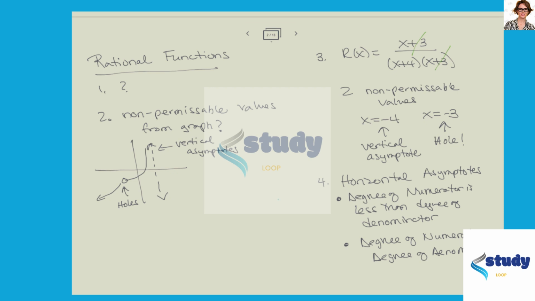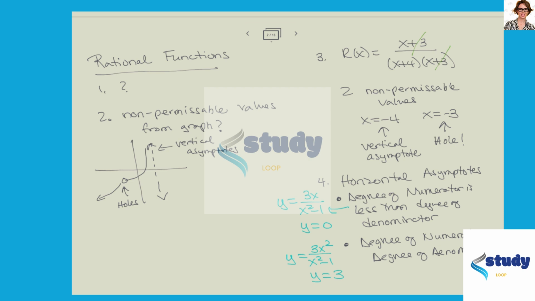So let's say I have 3x over x squared minus 1. That's an example of the first case. I'm going to have a horizontal asymptote at y equals 0. Now, if my degrees are equal, let's say I have 3x squared over x squared minus 1. Now I'm going to have a horizontal asymptote at 3.